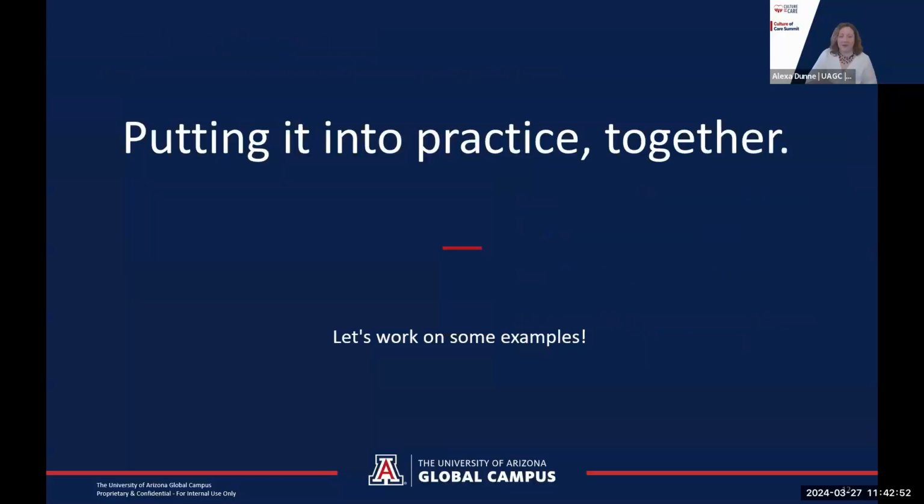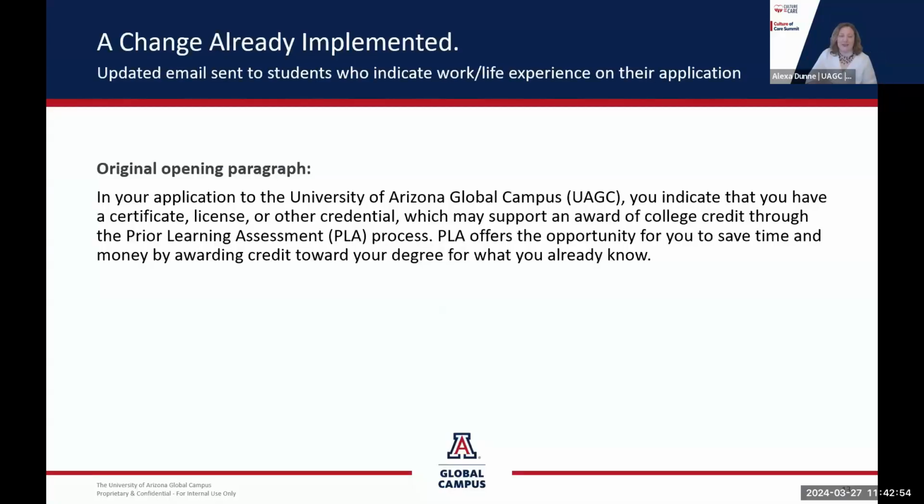Okay, so we are going to start putting this into practice. This is a change that my team and I actually made within maybe the past year. So this was our original email. It opened with, hello, student name. In your application to the University of Arizona Global Campus, you indicated that you have a certificate, license, or other credential which may support an award of college credit through the prior learning assessment process. It's a very long sentence, but PLA offers the opportunity for you to save time and money by awarding credit towards your degree for what you already know.